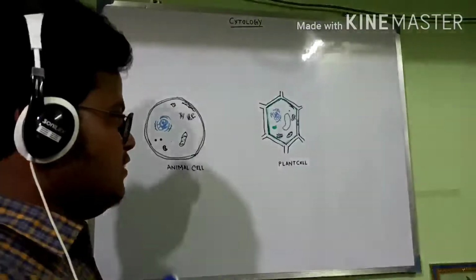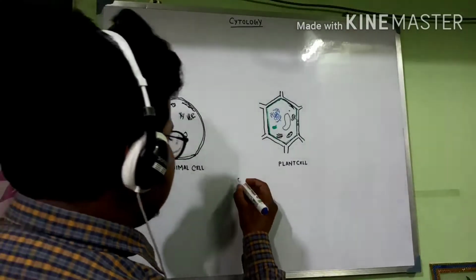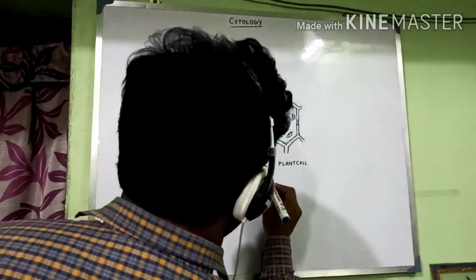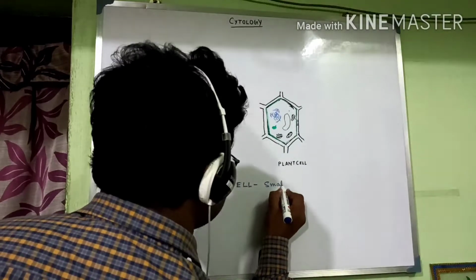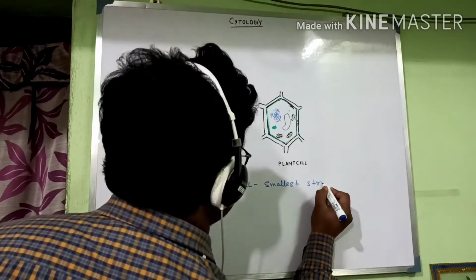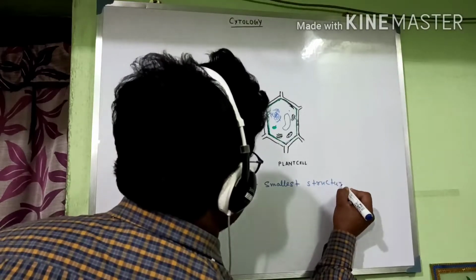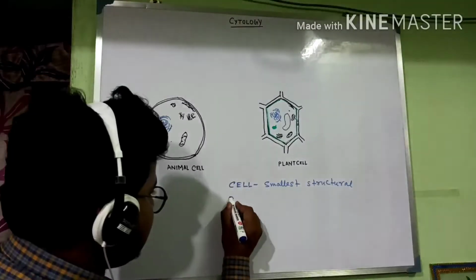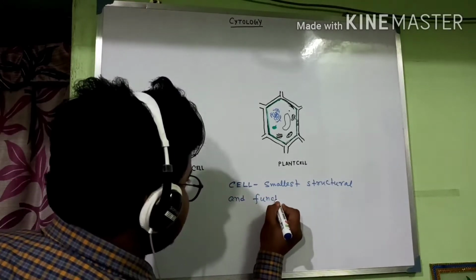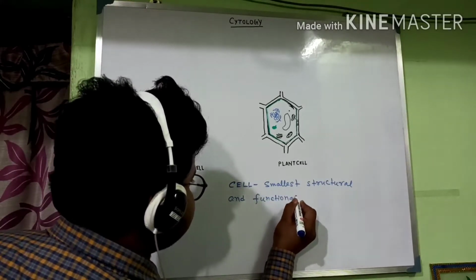Okay, so the cell: the smallest structural and functional unit.